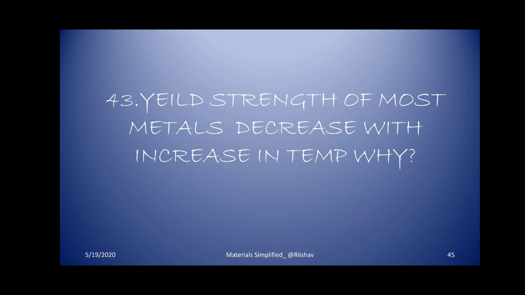Yield strength of most metals decreases with increase in temperature. Yes, this is also true. Why? Because at high temperatures, the atoms are more vibrating. If I say the atoms are more vibrating, they have thermal agitation, meaning they have more energy. So it becomes easier for dislocations to move at higher temperature, so yield strength decreases. This yield strength decrease is a secondary effect of increase in temperature. The primary effect is that the elastic modulus decreases, so my yield strength also decreases.